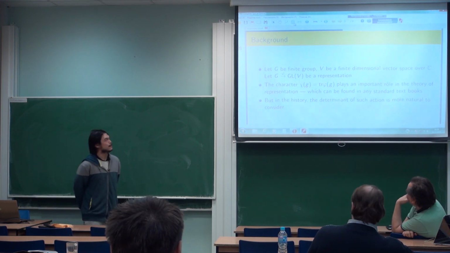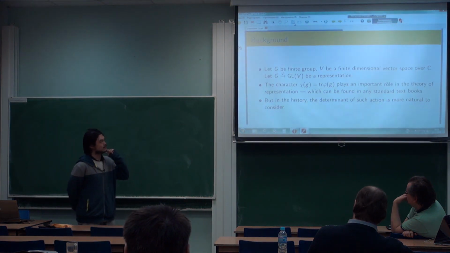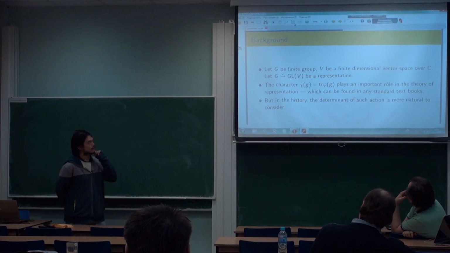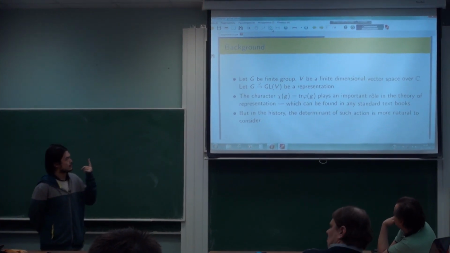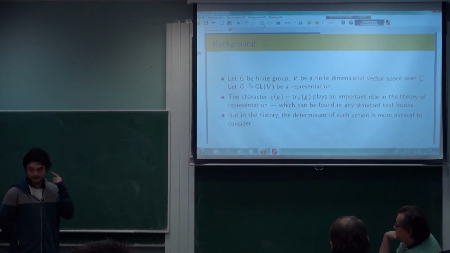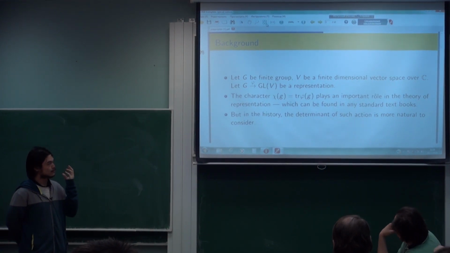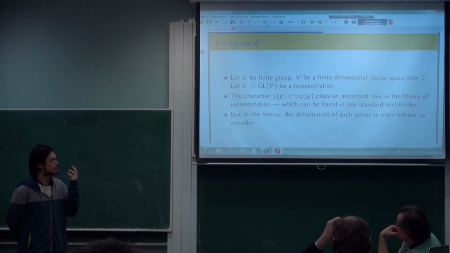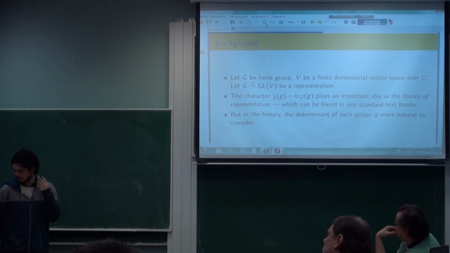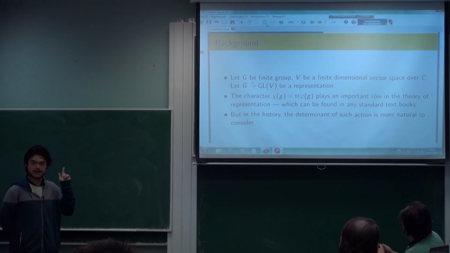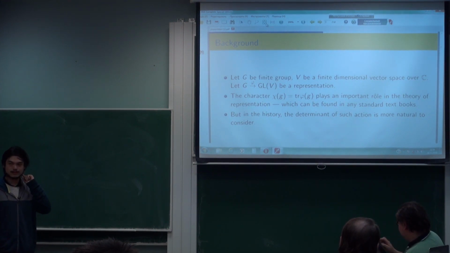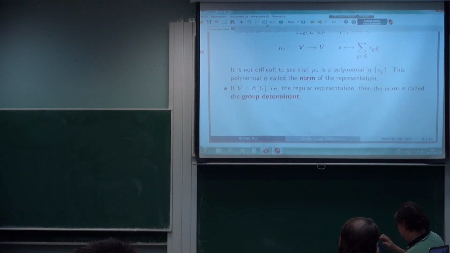This is some background, a standard fact from the textbook. If G is a finite group, V is a finite dimensional vector space over C, and phi is a representation, we know that the character plays a very important role in the theory of representation. This is standard, but here the character is the trace of the action. Originally, in the history, mathematicians considered more the determinant. This is what I want to talk about.